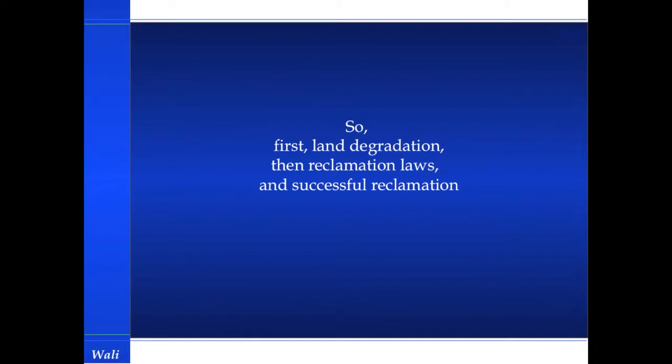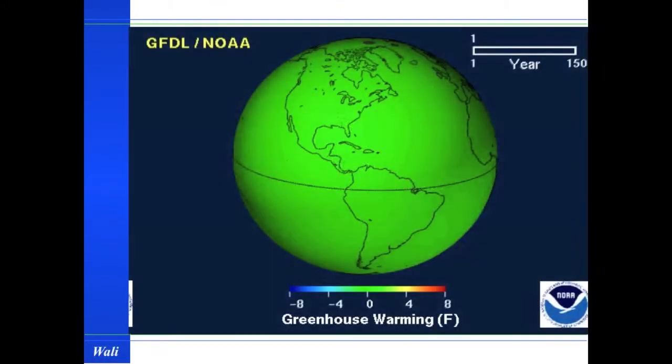So, first land degradation, then reclamation laws, and some successful reclamation. So we should go home, no problem. Except things aren't so simple, because now what we have is this: global warming. Why is it important? Because it's going to change the phenology of the species.